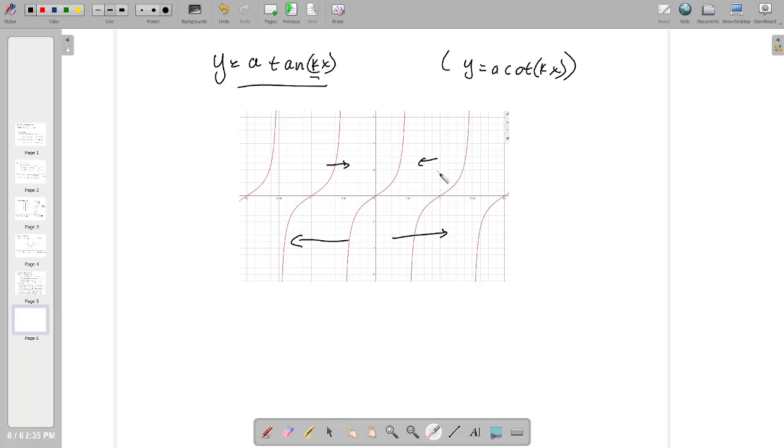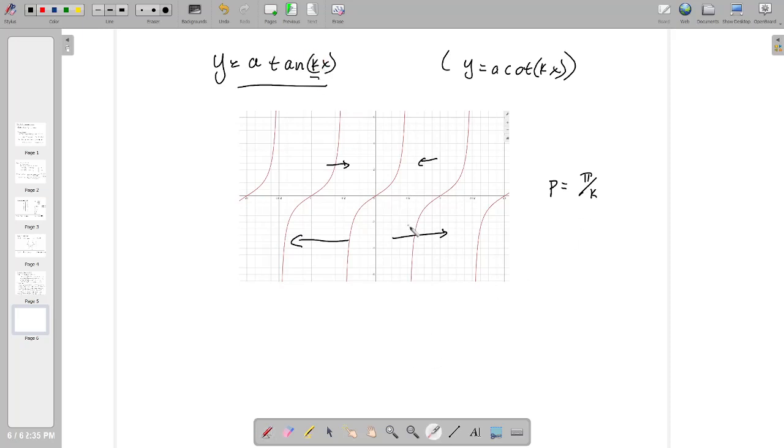So, if k is greater than 0, then the x-coordinate of this point is going to move towards the y-axis by a factor of k. It's going to shrink. So we have to cut this x value by a factor of k. Let's suppose that k is equal to 2. Then the x-coordinate for this point would be cut in half. Here it's at pi, so the new x-coordinate would be here at pi over 2. So the new period of these graphs is going to be p equals pi divided by k.